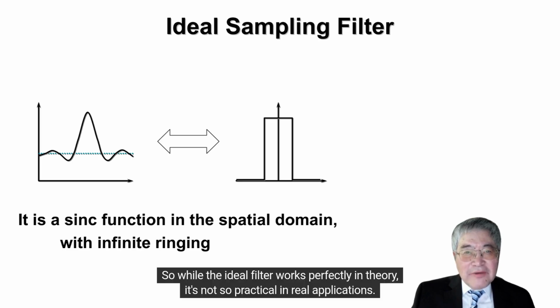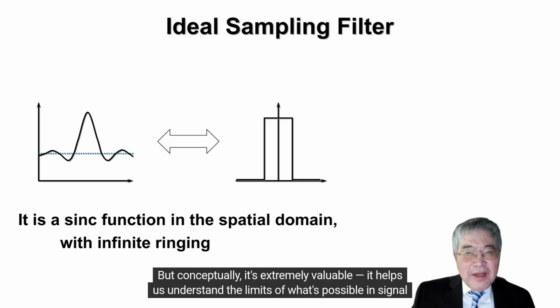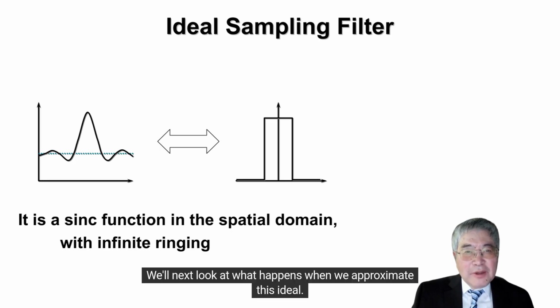So while the ideal filter works perfectly in theory, it's not so practical in real applications. Why? Because we can't build something with infinite extent. But conceptually, it's extremely valuable. It helps us understand the limits of what's possible in signal reconstruction. We'll next look at what happens when we approximate this ideal.